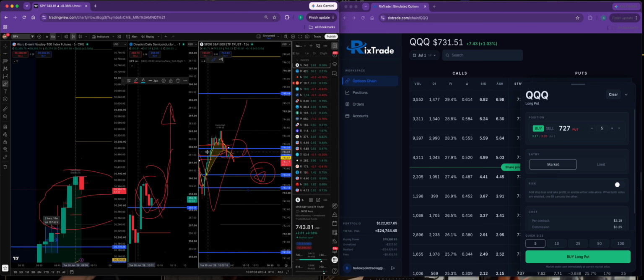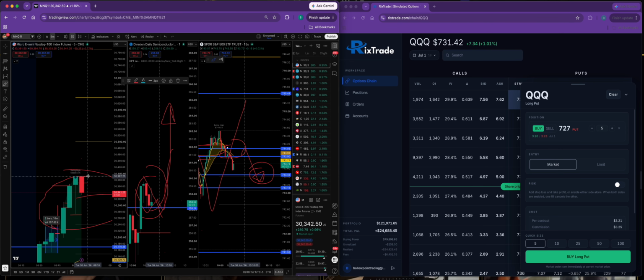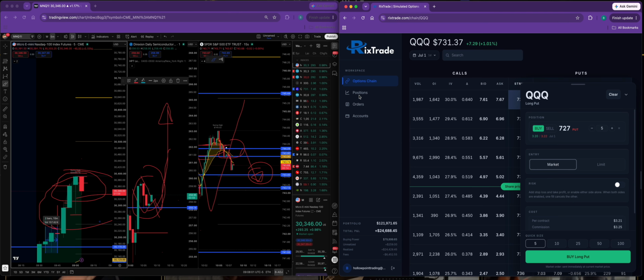So look at that, right? That's just understanding structure, knowing when to get out and what to do with your positions. So right here, it looks like this bull flag is struggling to keep up. You do have an evening star here on QQQ. Maybe I'll get active. So let's see why my position's up.